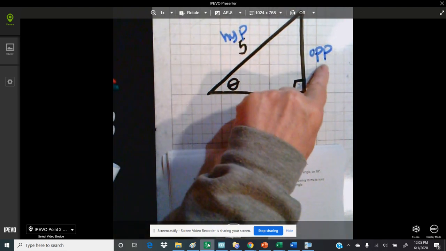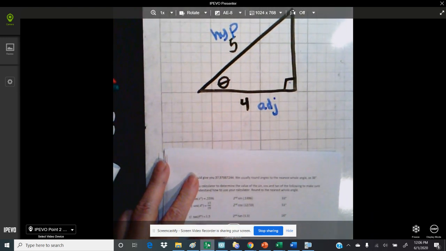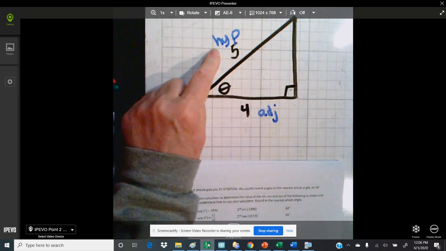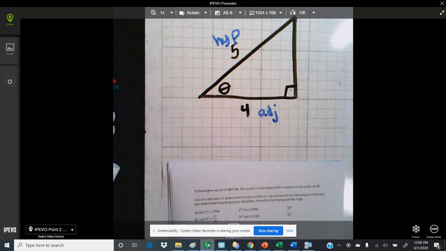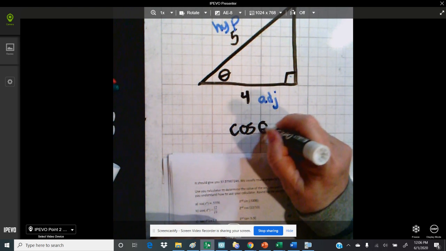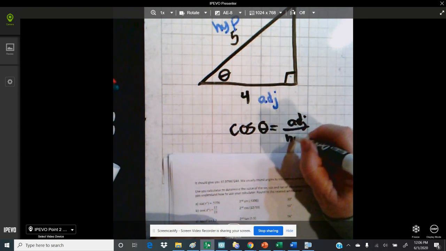The opposite isn't marked. I don't know anything about it, so I'm not even going to worry about that one. I have to take a look at what trig function uses adjacent and hypotenuse. If you look that up, that'll be the cosine. So you know that the cosine of the angle is my adjacent over the hypotenuse.